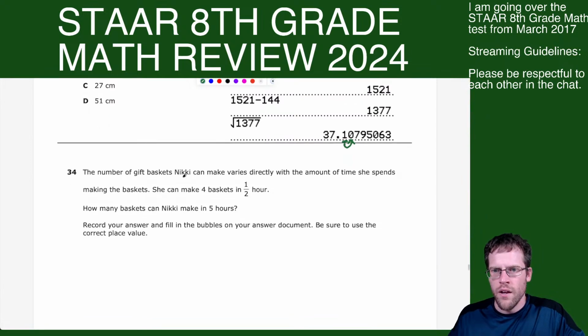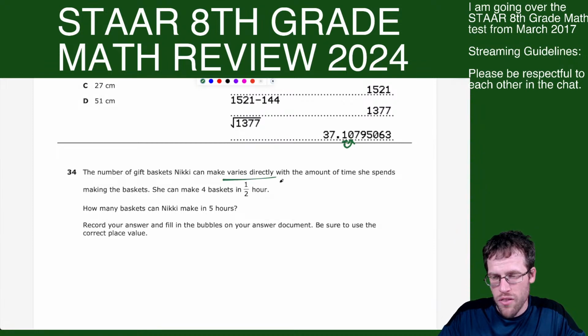All right. The number of gift baskets Nikki can make varies directly. So this is like the third time we're using this formula. Y equals kx. Anytime you hear varies directly or direct variation, you're using y equals kx. So the number of gift baskets Nikki can make varies directly with the amount of time she spends making the baskets. She can make 4 baskets in half an hour. How many baskets can Nikki make in 5 hours?